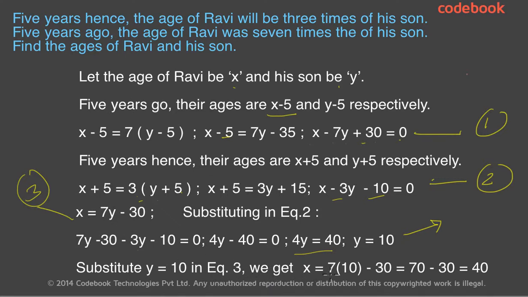So x is equal to 7 times y, which is 10, minus 30, which is nothing but 70 minus 30, which is 40. So x is equal to 40. So x is nothing but the age of Ravi. So Ravi's age is 40 and y is nothing but the age of his son, which is 10. So today the ages of Ravi and his son are 40 and 10 respectively. This is how we have applied the substitution method to solve linear equations in two variables.